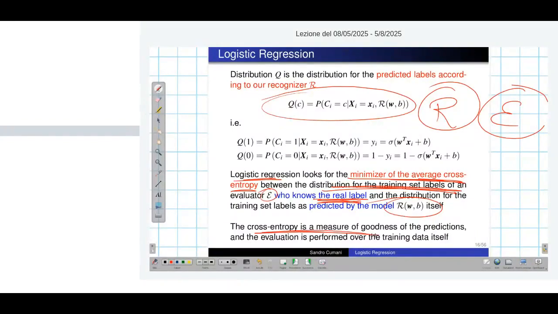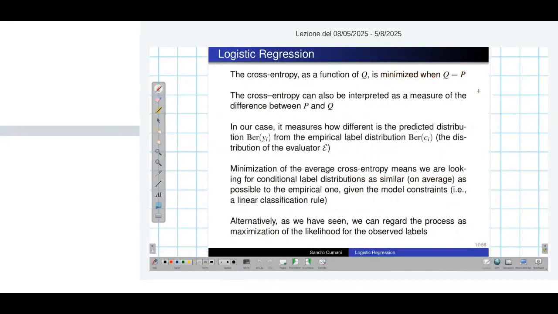Now, this cross entropy measures a goodness of the prediction. We can also give another interpretation, but I will not go into this. In any case, the cross entropy is minimized, we can show, when the two distributions are the same.